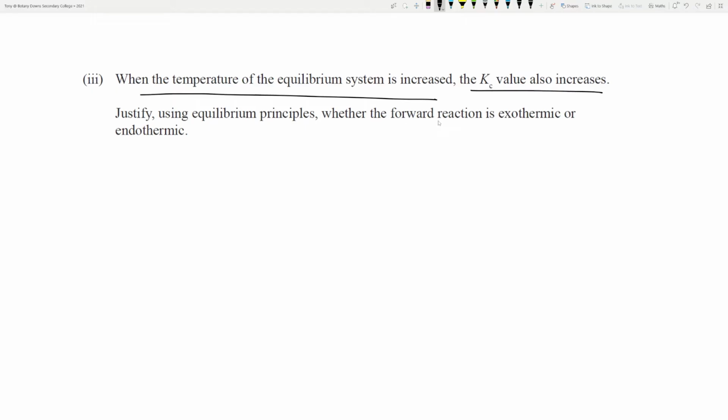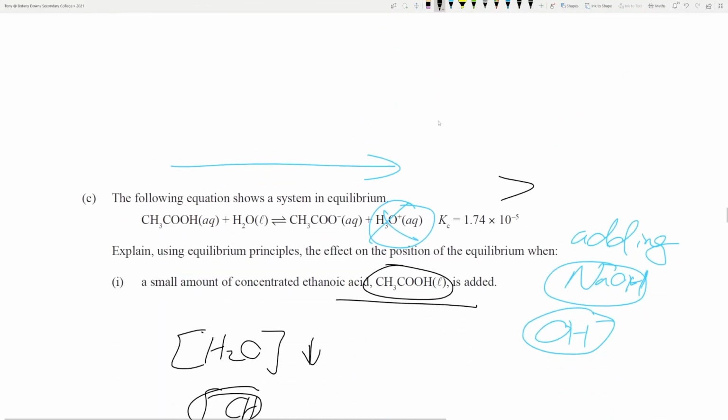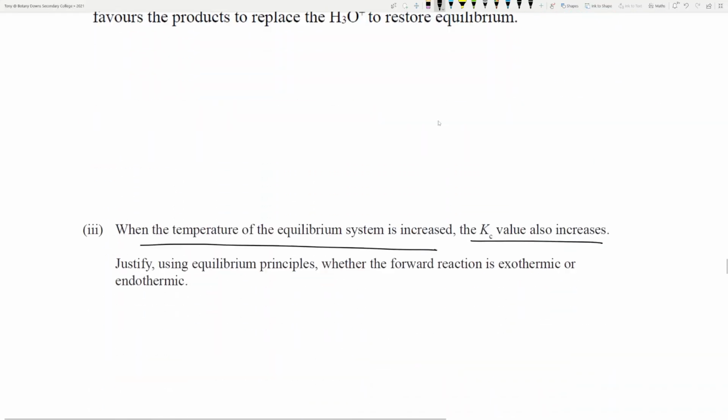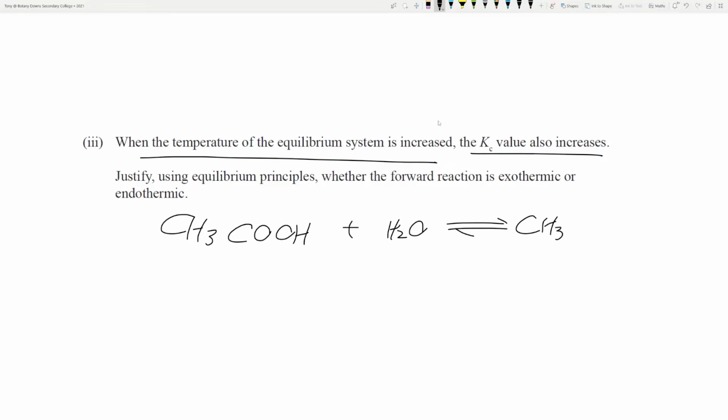Next one: when the temperature is increased, Kc increases. Sorry, I need to go back to this equilibrium. Do we have an enthalpy number here? Nope. It's this equilibrium: CH3COOH plus H2O going to H3O plus and CH3COO minus, just a dissociation of this, from the previous part. I can't be bothered going back and forth. So we're increasing temperature, and Kc increases.